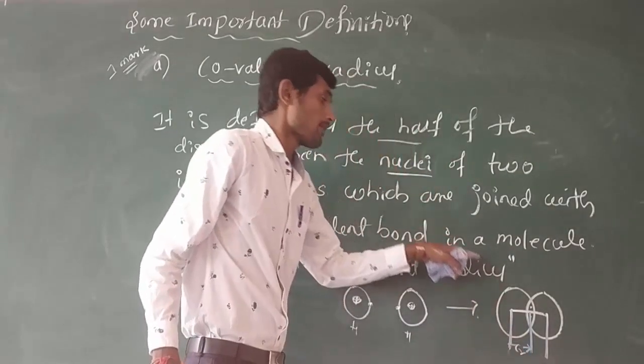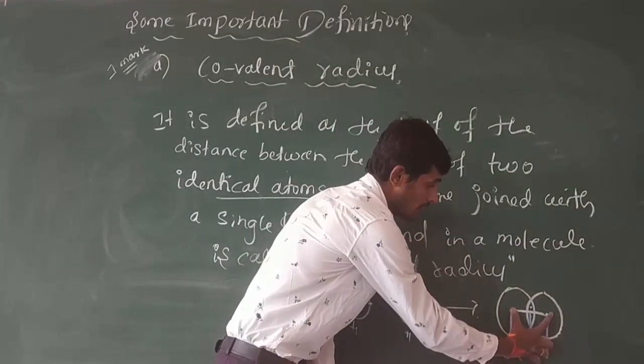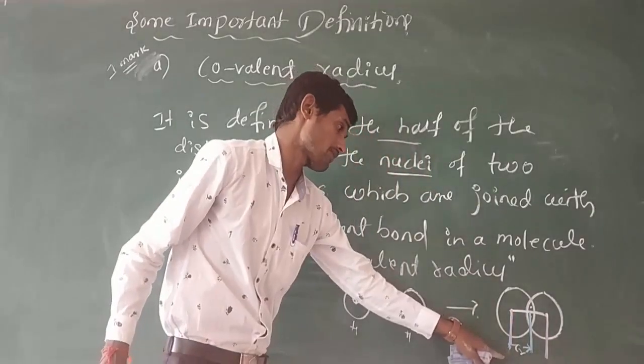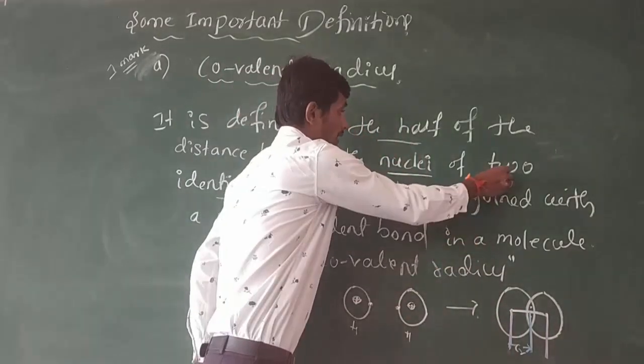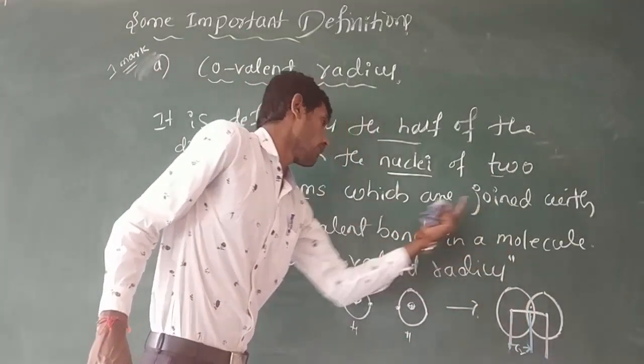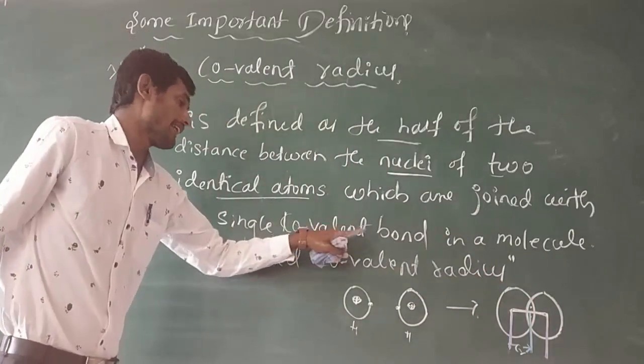It is the half of the distance between the nuclei of two identical atoms which are joined with a single covalent bond in a molecule.